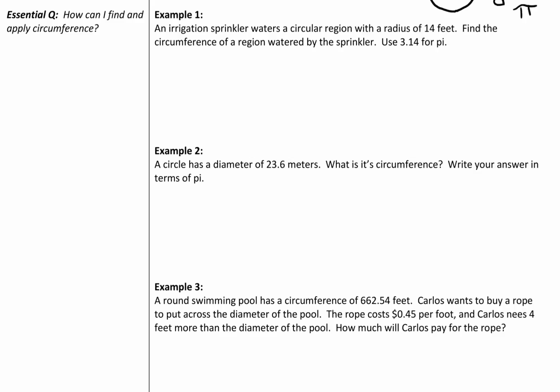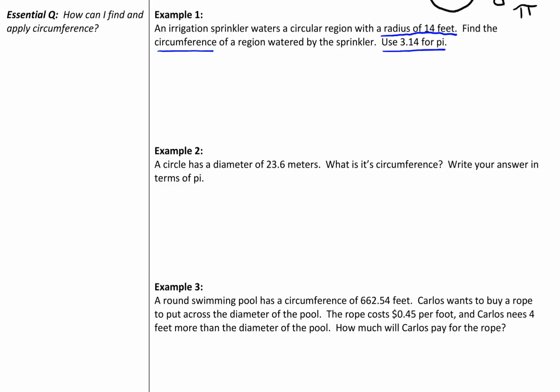Example 1, an irrigation sprinkler waters a circular region with a radius of 14 feet. Let's underline that. And let's find the circumference, underline that, of a region watered by the sprinkler. And we're going to use 3.14 for pi.